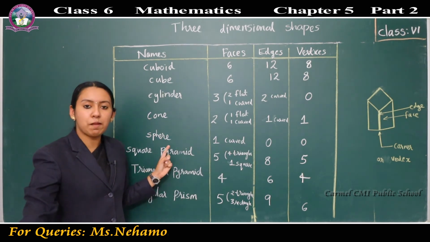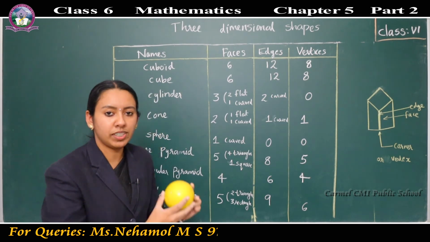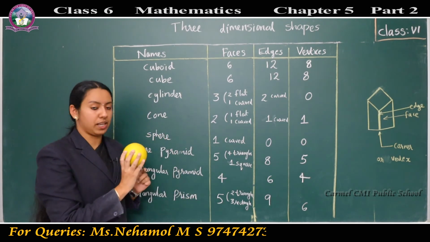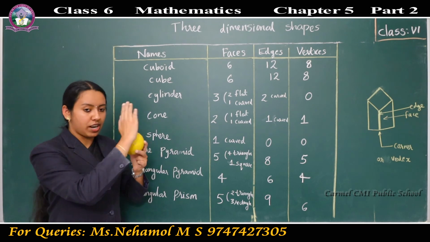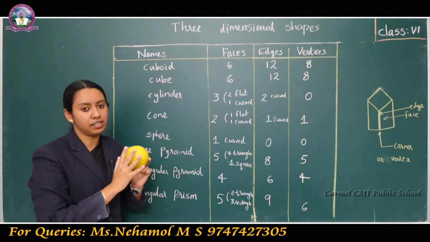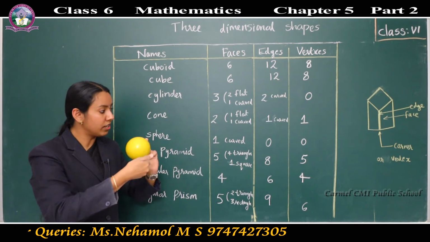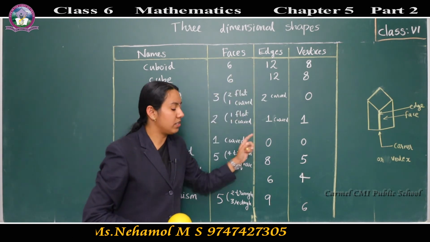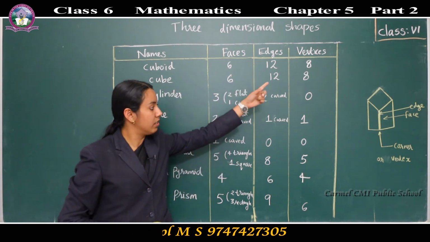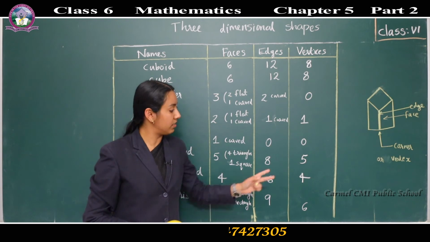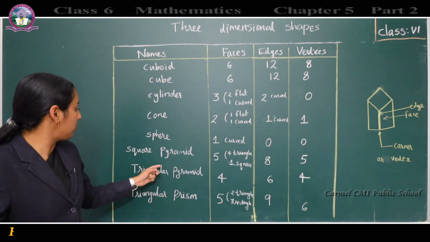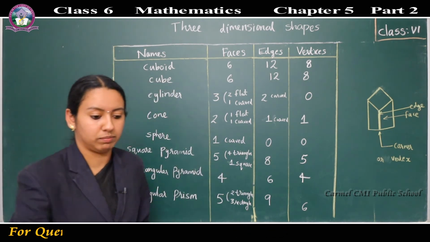Then next one is a sphere. This is known as a sphere. It has only 1 face, 1 curved face. Then how many edges are there? 0, no edges. How many vertices? No vertices, 0.